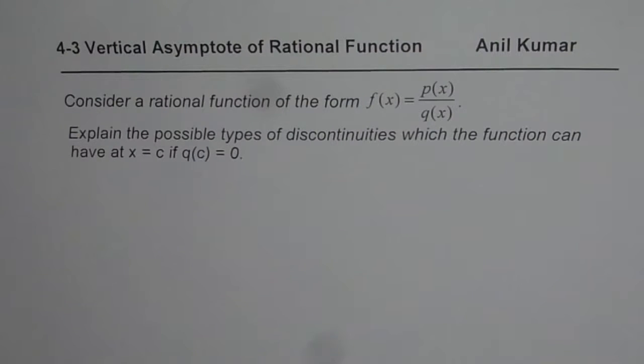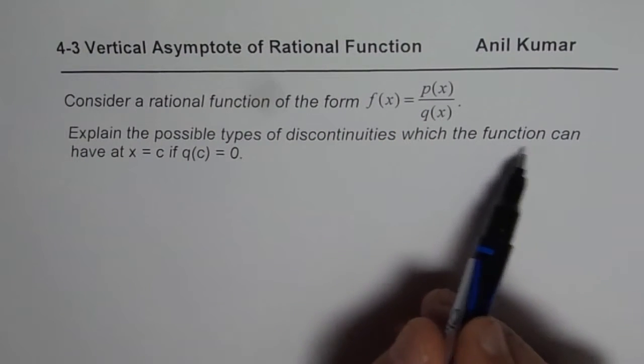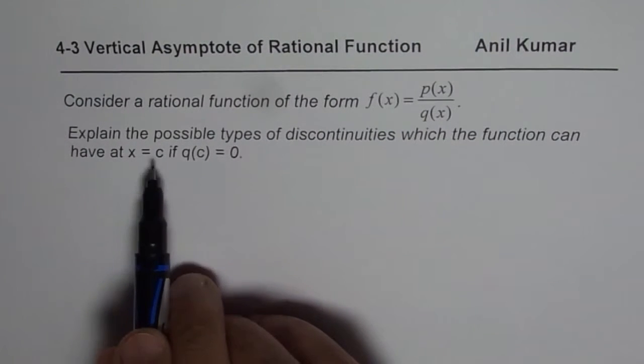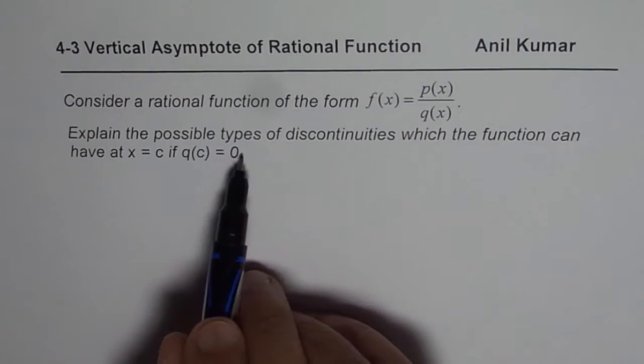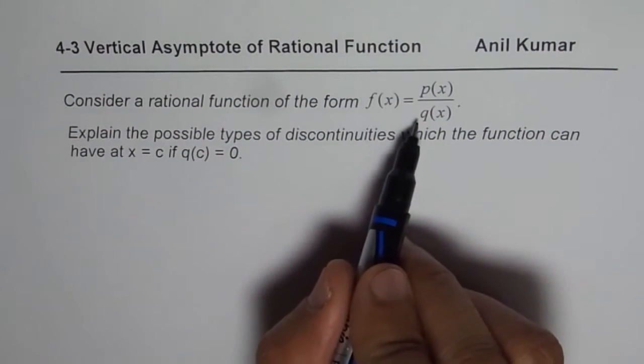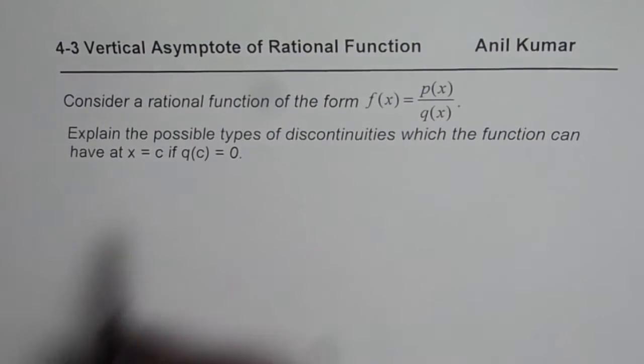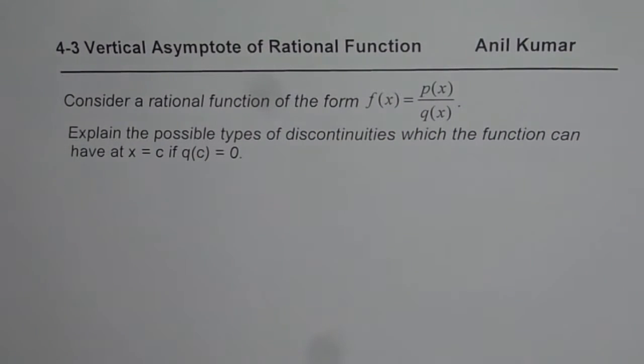Now the question before us is: consider a rational function of the form f(x) = p(x)/q(x), where p and q are polynomials. Explain the possible types of discontinuities which the function can have at x = c if q(c) = 0. So what we are given is that there exists a point c in the domain of polynomial q(x) where q(c) = 0. In that case, you need to explain possible discontinuities.